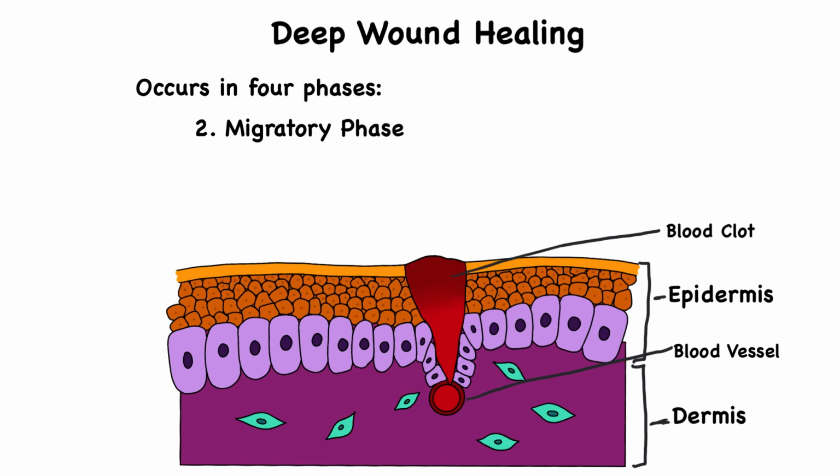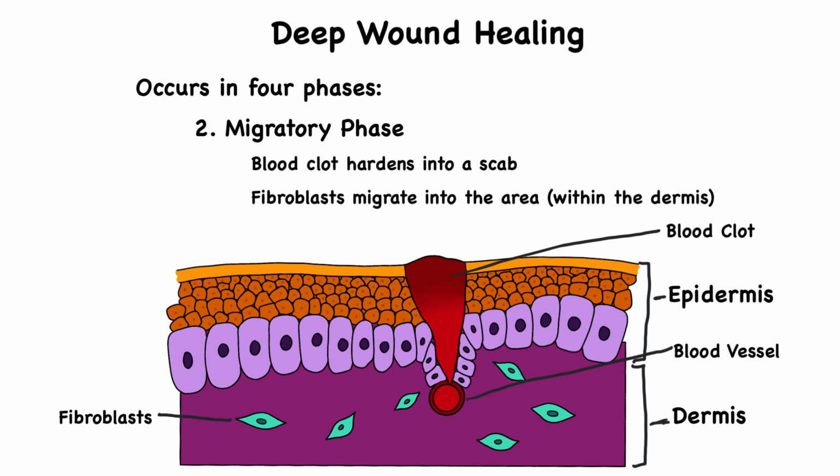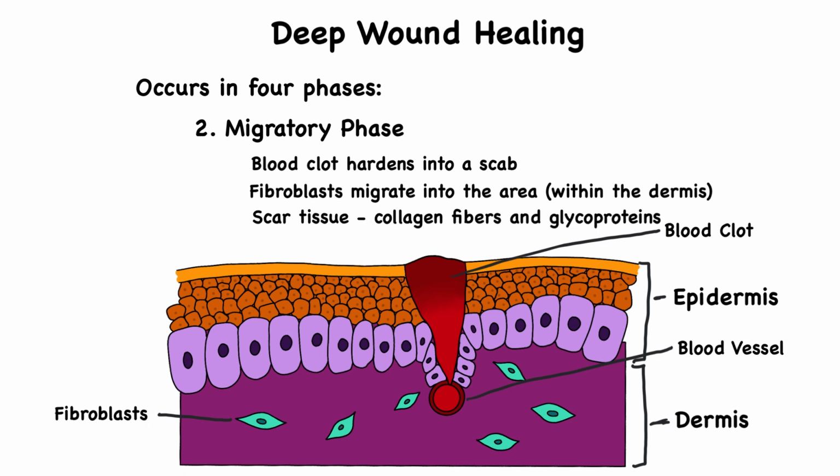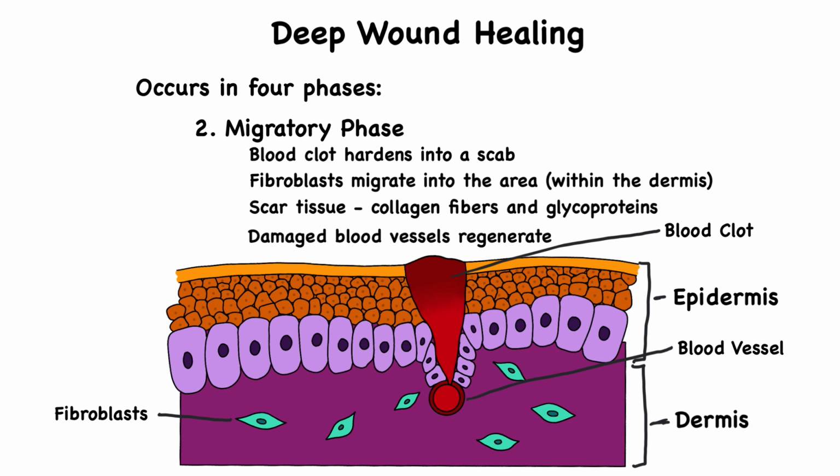Then we move into the migratory phase. In the migratory phase, the clot hardens into a scab, protecting the wound as the repair begins underneath it. Fibroblasts are going to migrate into the area and start producing scar tissue that's made of collagen fibers and glycoproteins. At the same time, damaged blood vessels are going to begin to regenerate, and the clot is slowly replaced by granulation tissue, which is a soft, pink, bumpy tissue that fills the wound.